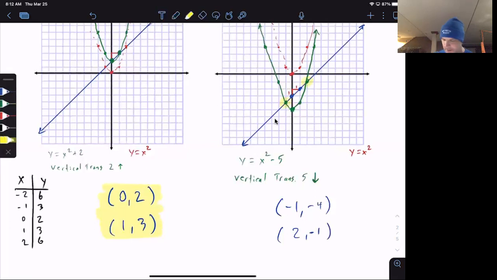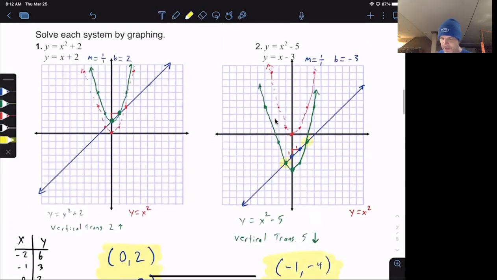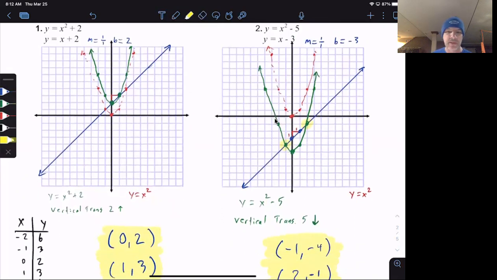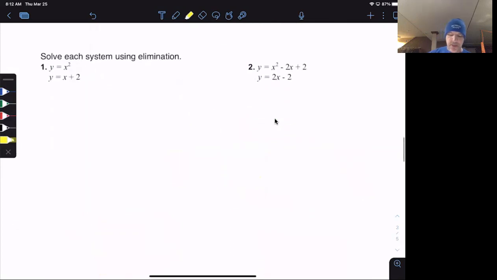Now, again, if you wanted to check your answers, you could take these points and plug them in and make sure that they both work. For example, if I plug in -1 to the top, -1 squared is 1, and 1 minus 5 is -4. That's exactly what we said the answer is, -1, -4. If I plug it into the linear equation, -1 minus 3 is -4. So you can see that that point works for both of them. So you can always plug them back in at the end to just double check. Okay, that's graphing.